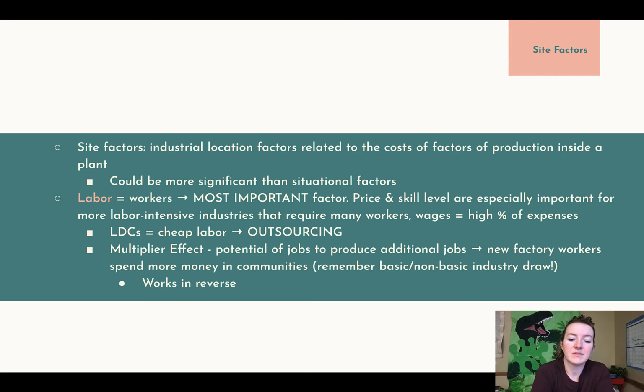And then we have something called the multiplier effect impact, and this is the potential of jobs to produce additional jobs. So new factory workers will spend more money in their communities. Remember the basic and non-basic industry draw. So when you build a new basic industry, those people who work there and their families are going to spend money in non-basic industries. So the fun stuff, the community stuff, rather than the imports rather than the exports of the basic industry. And this also works in reverse. So the more non-basic industry we have, the more of that extra stuff, the more likely we are to draw in the basic industries, those new factories and such.